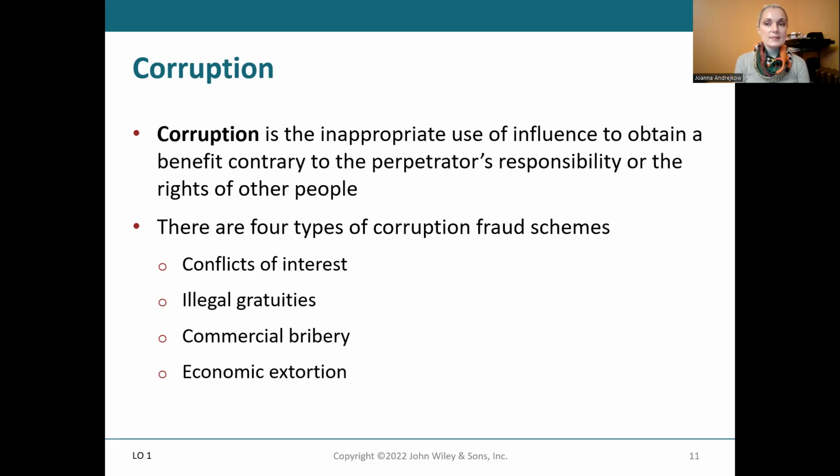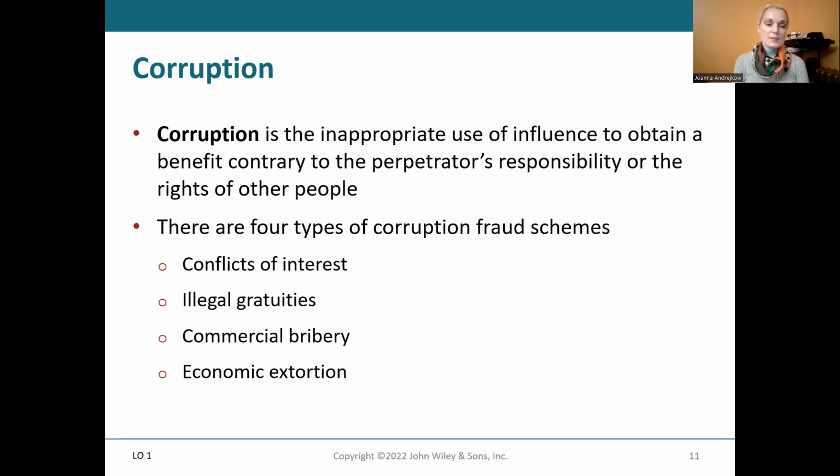Illegal gratuities is basically when a vendor receives a contract, and they provide the supplier or the person in charge of contract management something extra on the side. Just like you would tip a waiter, the vendor might tip the person in charge of contracts.